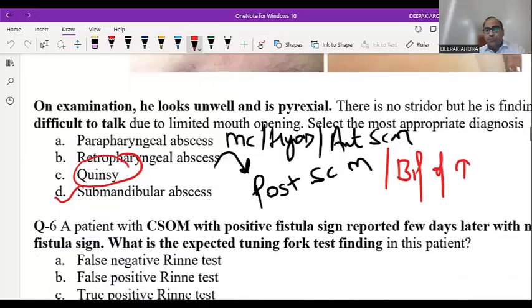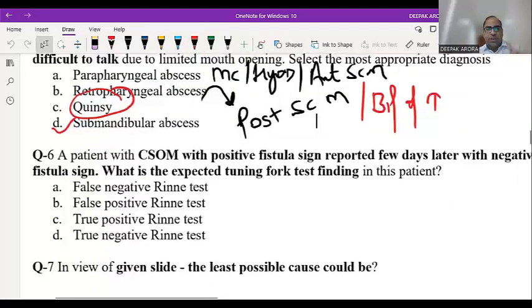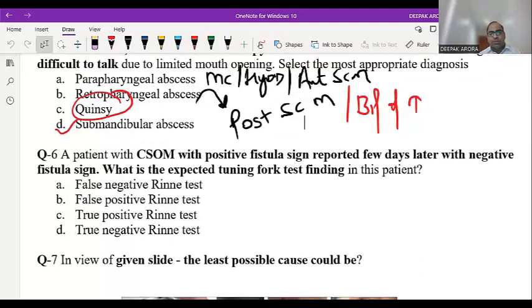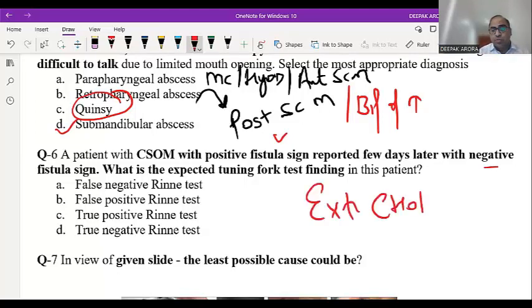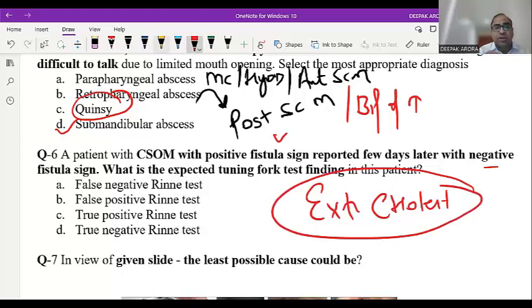Coming to the next one. This is a little bit tricky MCQ. Now I will help you crack this question. A patient is here with a positive fistula test, but now the test is coming negative. It means the patient is having extensive severe cholesteatoma, which was creating the fistula, making the test positive. Now the test is coming negative. Why? Because of extensive cholesteatoma. So can I make a diagnosis? Extensive cholesteatoma or the later stage of cholesteatoma?